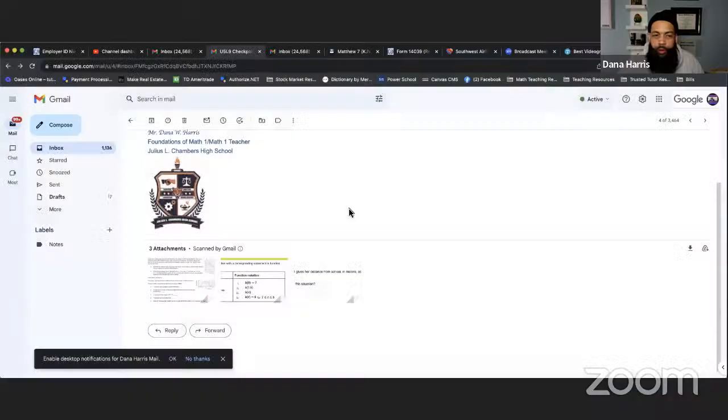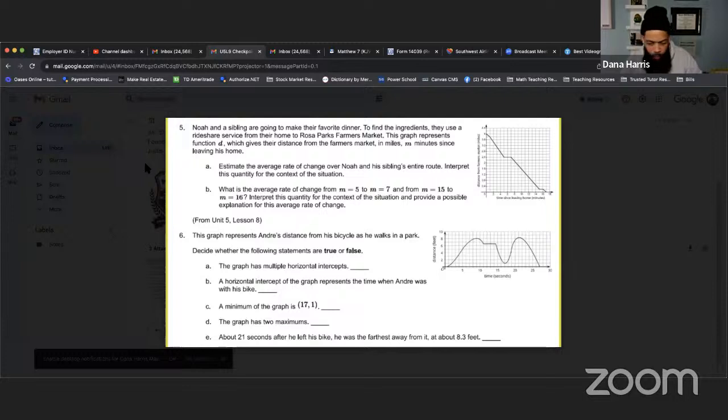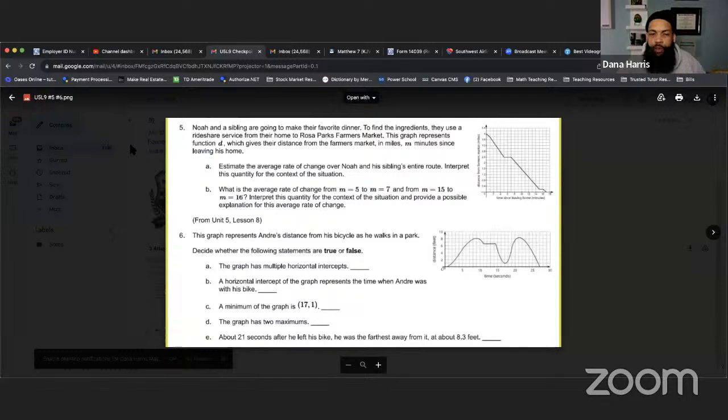Let me get my page up real quick. Let's share this, and hopefully y'all can see this. All right. So we are looking at page 92, and we're going to start with number 5. Now, this problem is a little detailed, so it may take a little while to go through, but I want to make sure I get a thorough explanation of what's going on in this particular problem.